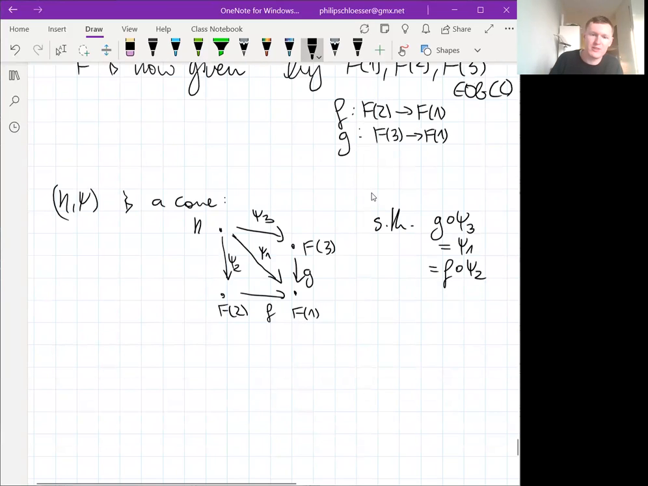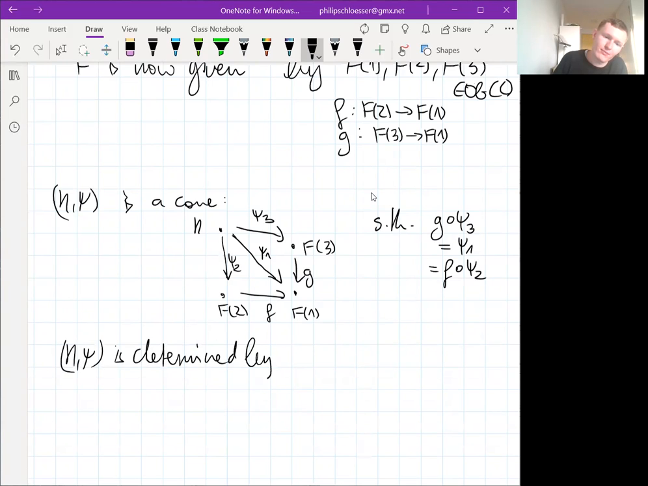To be fair, psi1 is completely determined by all the other data. So the natural transformation psi is determined by psi2 and psi3, which are morphisms from n to f2 and f3, such that G after psi3 is equal to F after psi2.